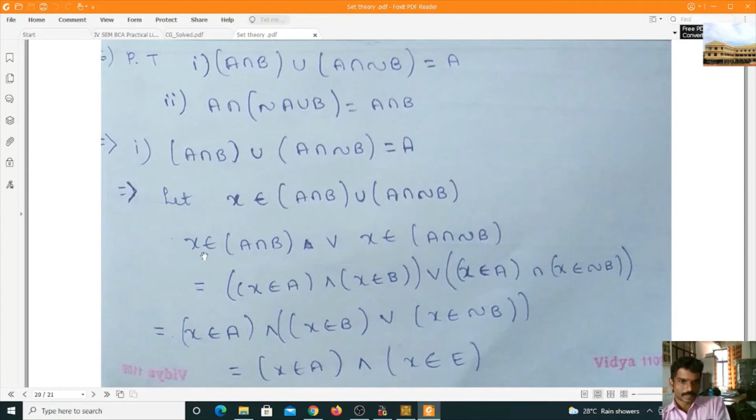Okay, now X belongs to A intersection B. What is the meaning of that? X belongs to A and X belongs to B because it is the intersection rule.